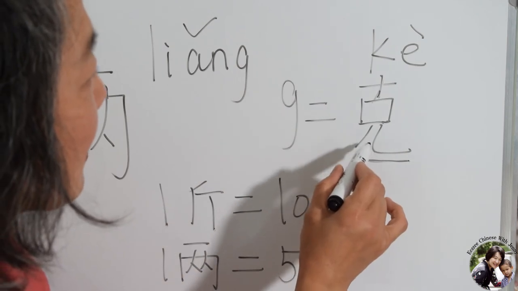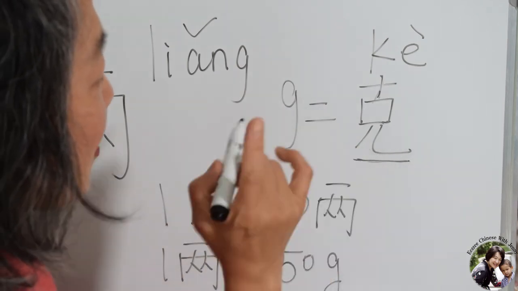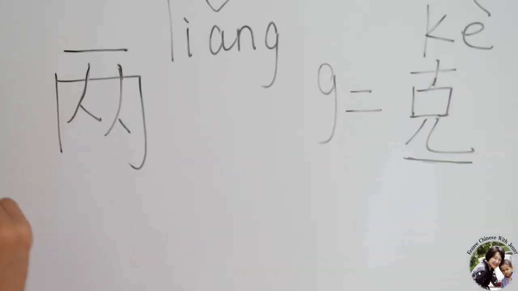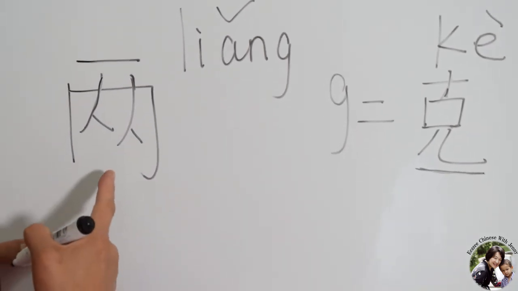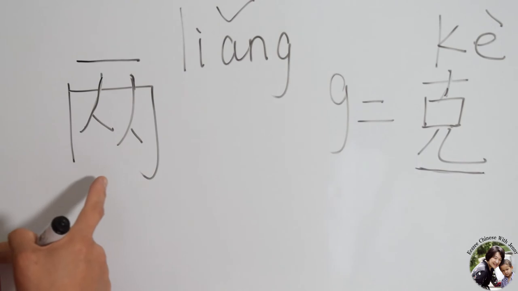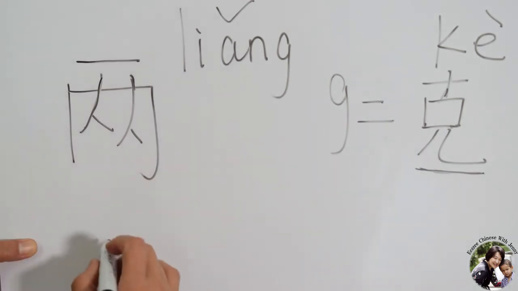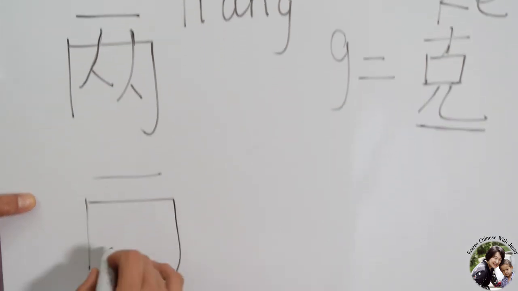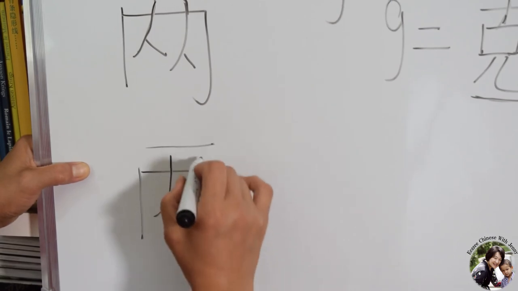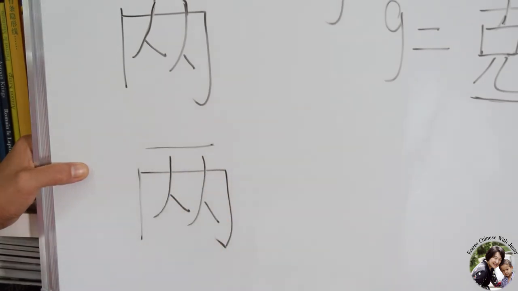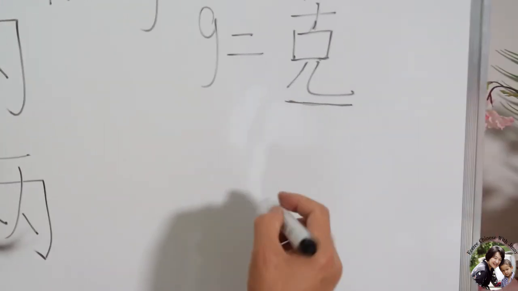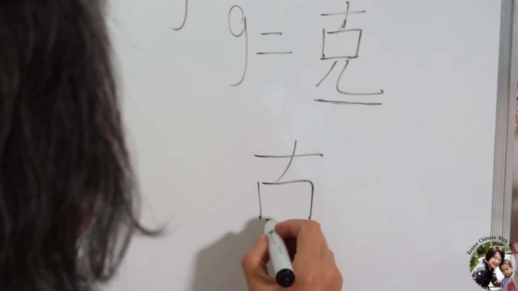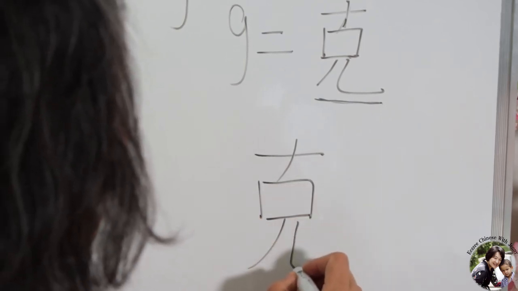It pronounces ke. Yi ke means 1 gram. This character also means two, but when it is used as a measurement, it means 50 gram. We write like this. Heng, shu, heng, zhe, gou, pie, nai, liang. And gram, ke: heng, pie, shu, heng, zhe, heng, pie, shu, zhe, gou.